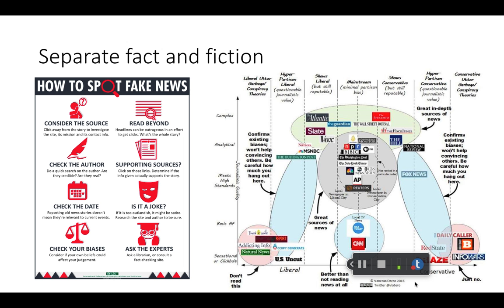The infographic on the right was developed by Vanessa Otero in 2016. And I think it's very helpful in that it shows liberal to conservative bias in different news sources from left to right. And it shows complexity of news sources at the top to simplistic and sensational sources toward the bottom. So see if this is helpful to you in thinking about the sources that you use to get news.